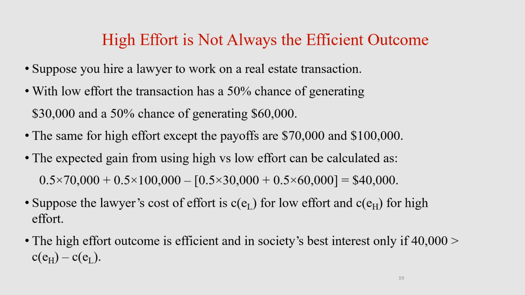Suppose the lawyer's cost of effort is C as a function of effort, where L refers to low effort, pardon me, and H to high effort. So C is the cost as a function of high effort. The high effort outcome is efficient and in society's best interest only if 40,000 is greater than the difference in the cost between the high and the low levels of effort.